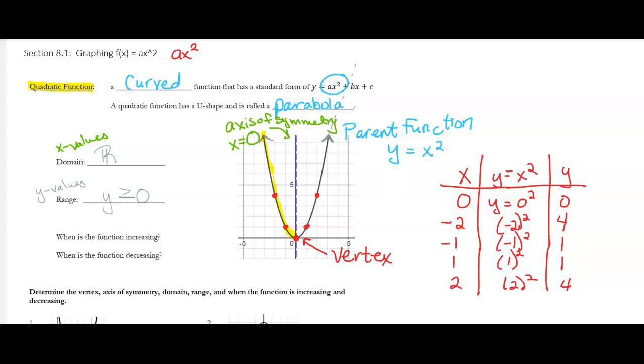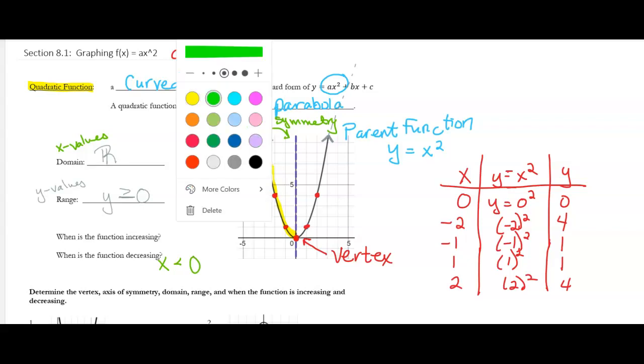That is actually where it's decreasing because it's going down, because you always read it left to right. So the function is decreasing on the left of this vertex. Whenever x is less than 0, it is decreasing.